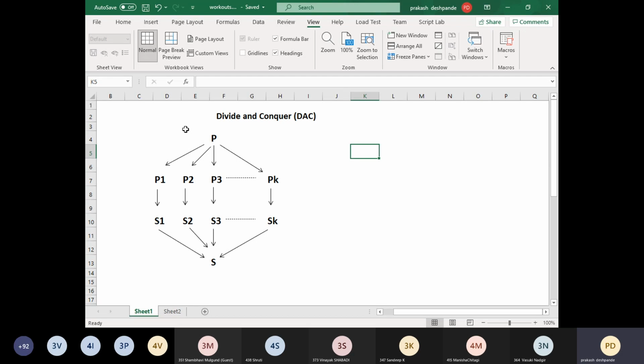Good morning, students. In today's session, we will begin with unit number 2, that is divide and conquer. We usually call it DAC, divide and conquer.